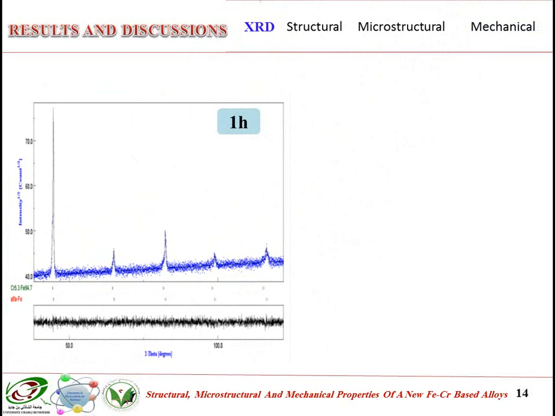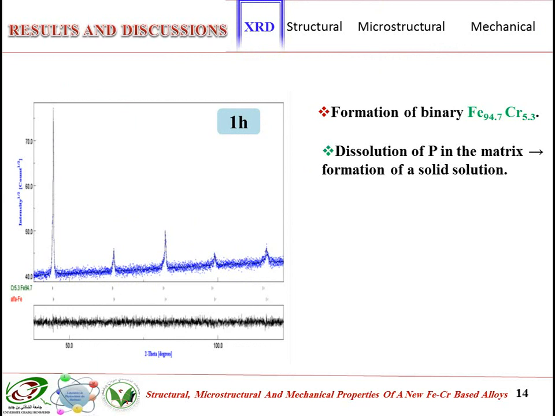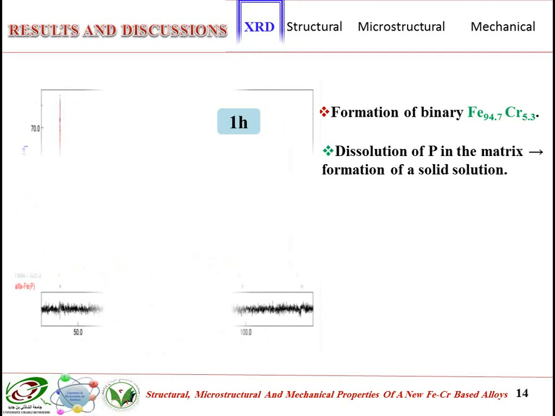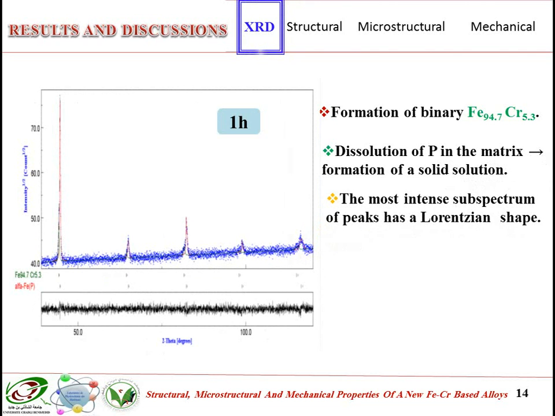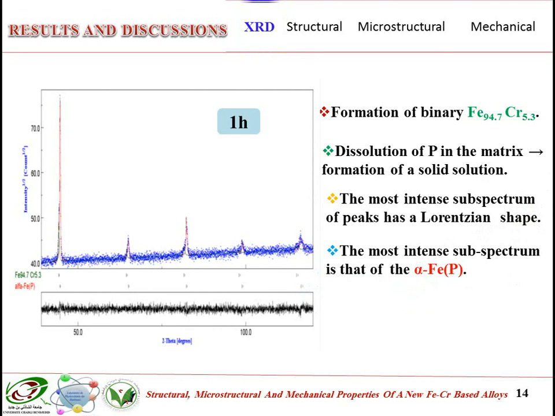During 1 hour of milling, the XRD shows formation of binary iron 94.7 chromium 5.3 and dissolution of P in the matrix, which gives formation of a solid solution. The most intense subspectrum of peaks has a Lorentzian shape. The most intense subspectrum is that of the alpha iron P.